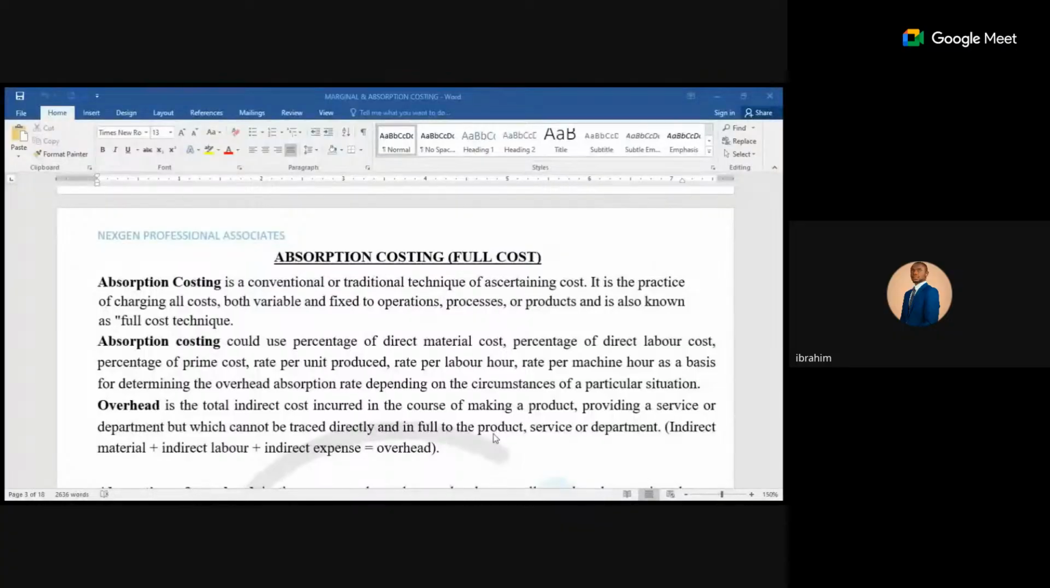Now, this is an absorption cost. Please mute your mic. You are violating the rule.